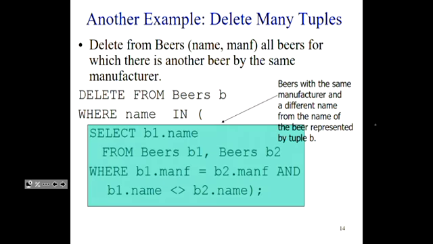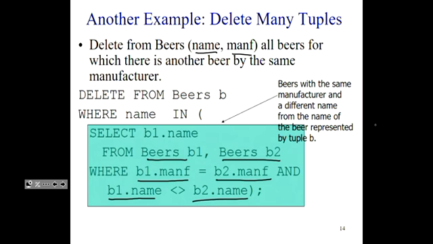So this is another slightly more complicated example. Let's say I want to delete from beers. Beers has name and manufacturer. I want to delete all the beers for which there's another beer by the same manufacturer. So here I would use a subquery. I would say delete from beers B where name in select b1.name from beers B1, beers B2 where b1.manufacturer is equal to b2.manufacturer and b1.name is not equal to b2.name.